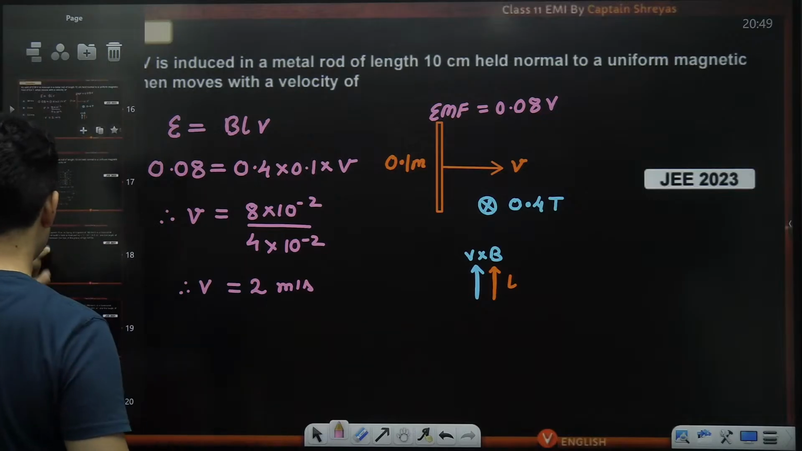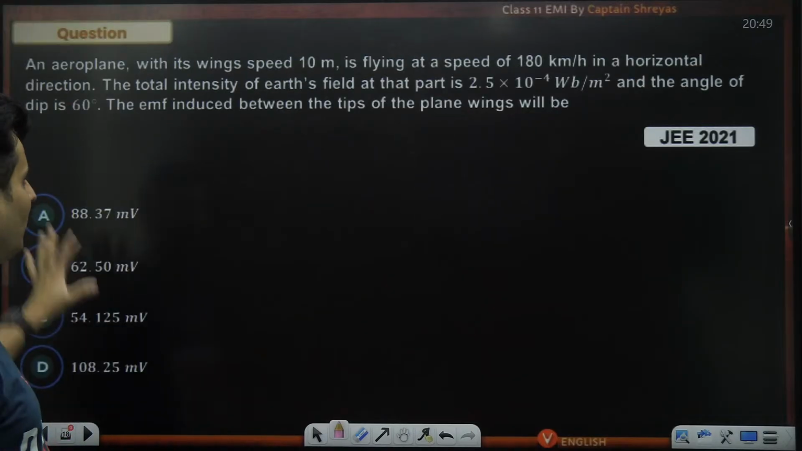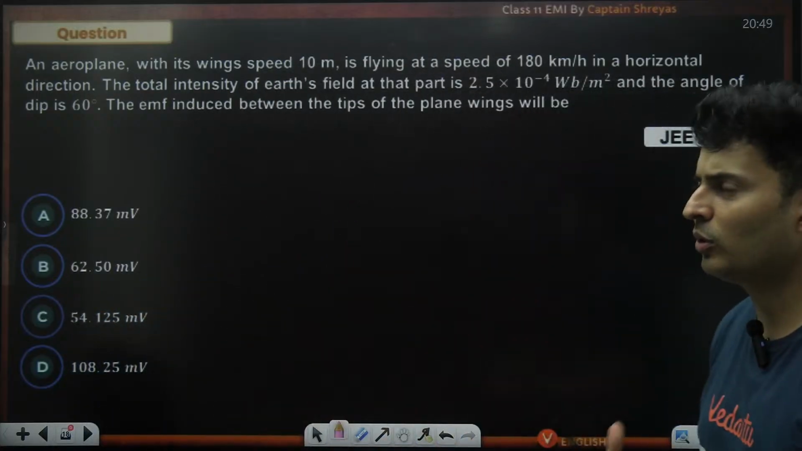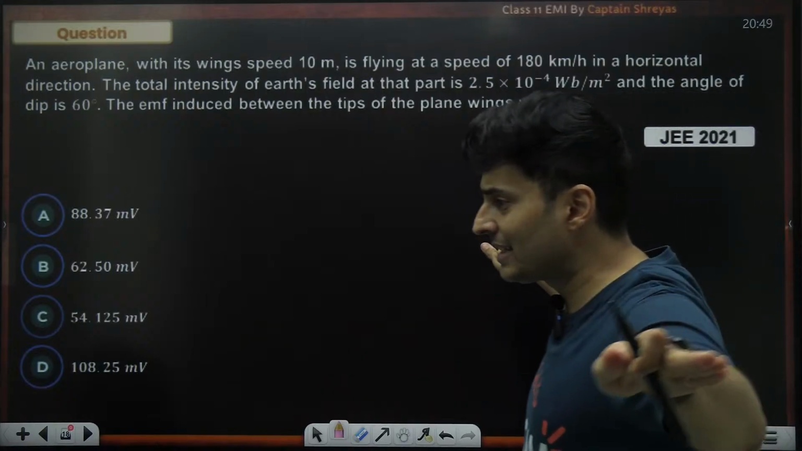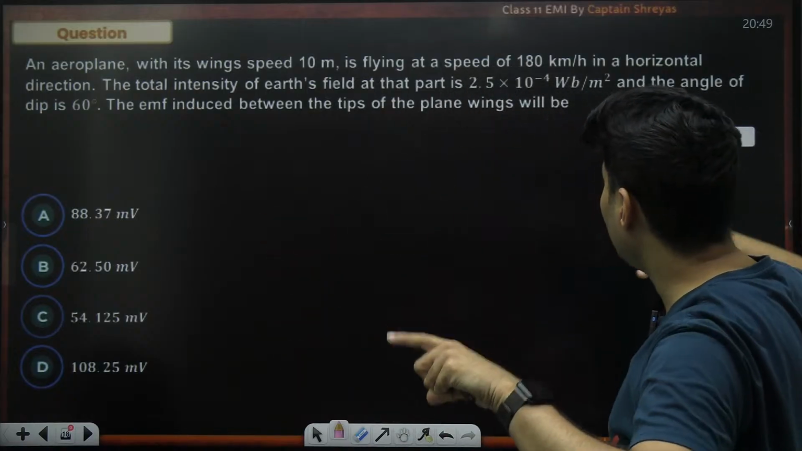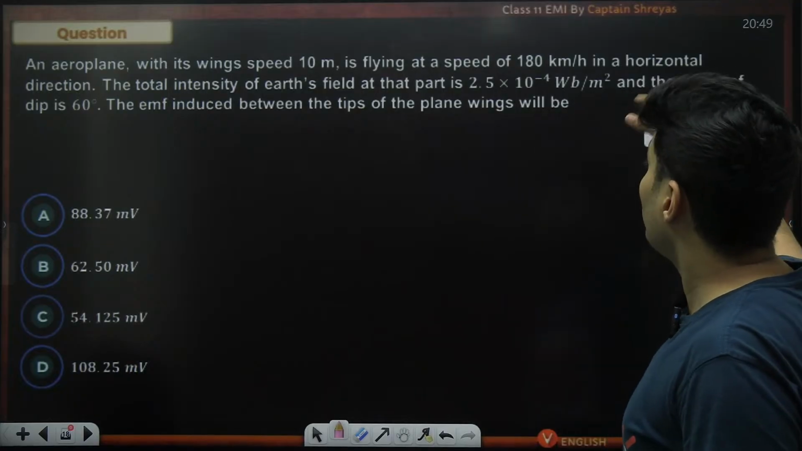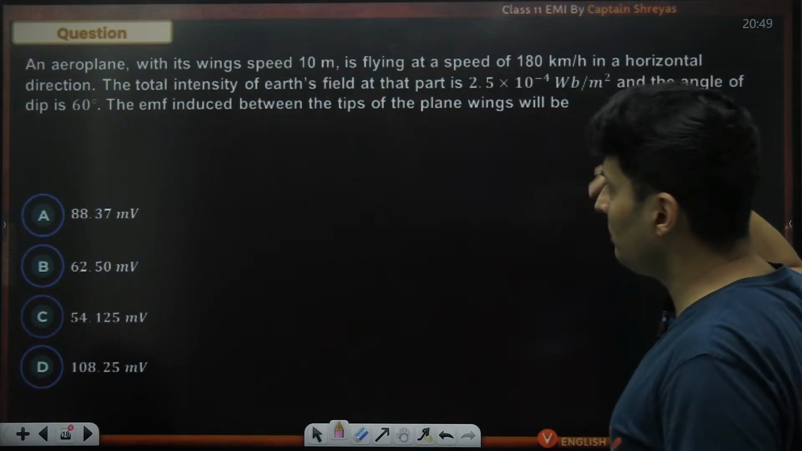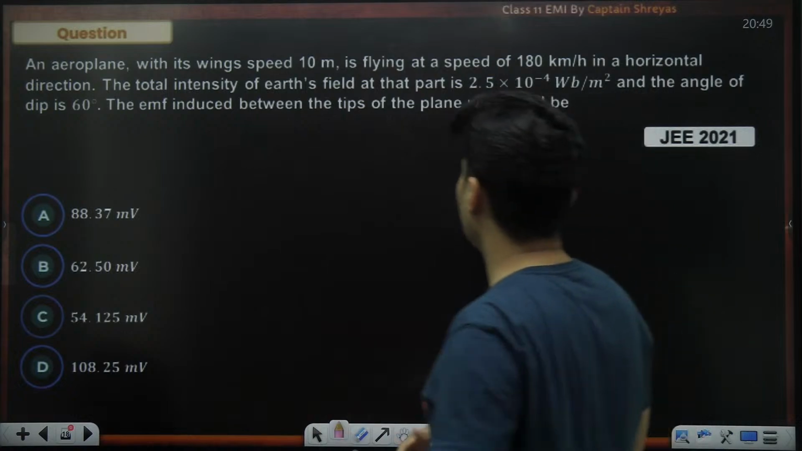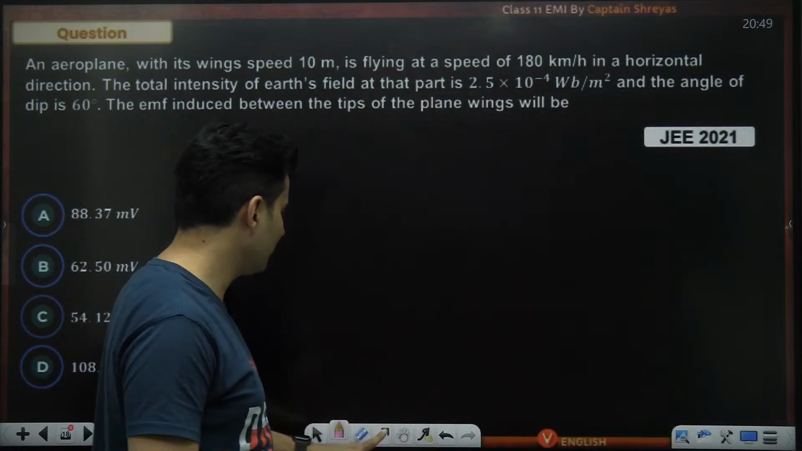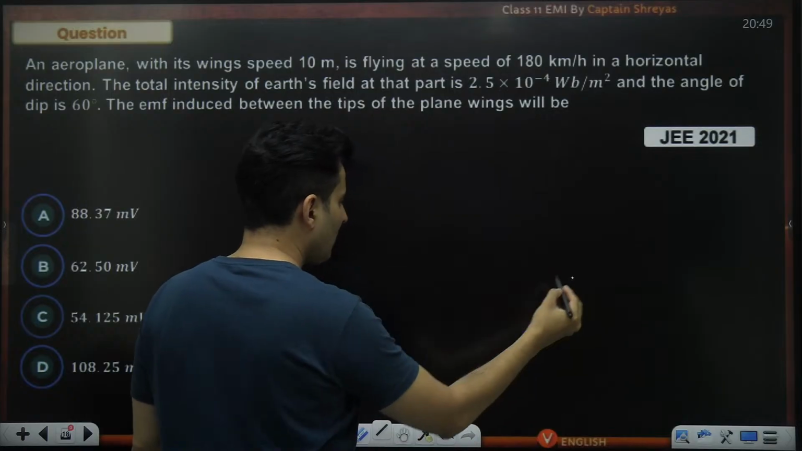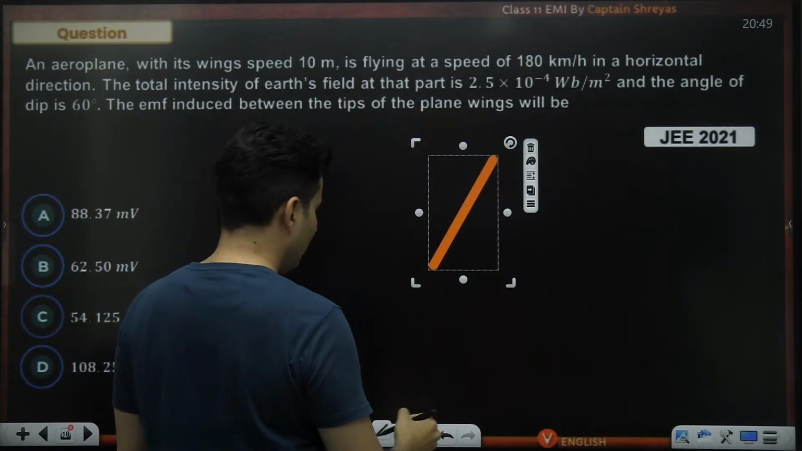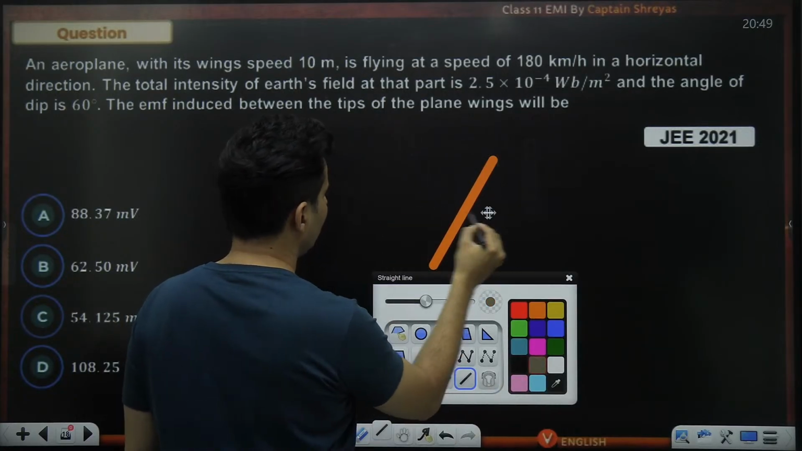Let's move to the next question coming up on your screen. This was asked in 2021. Again, an introductory question just to get you a feel, a sense of how much these voltages and values are. An aeroplane is there. The wings have some speed, moving with that speed which is given. The intensity of the Earth's field is given, and the angle of dip is given. The induced EMF between the tips of the plane and the wings will be? Very interesting question. So let's assume that this is the wings of that aeroplane. Okay, that aeroplane could be maybe like this.